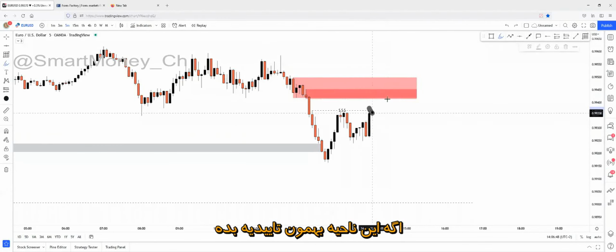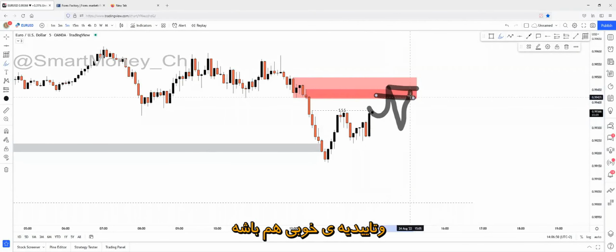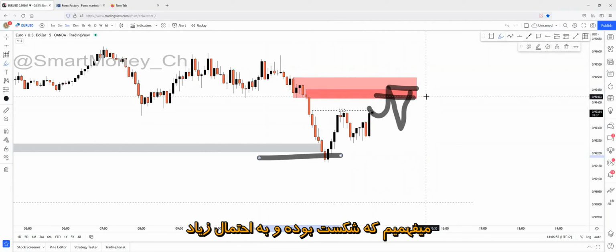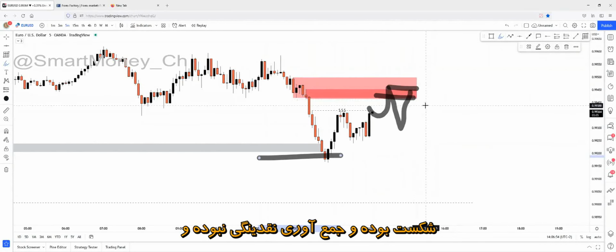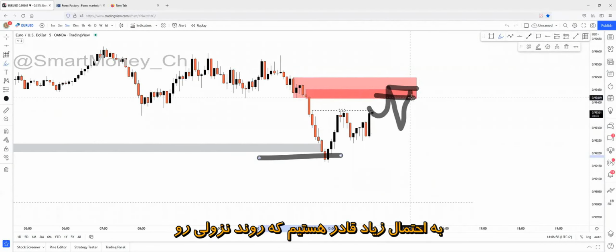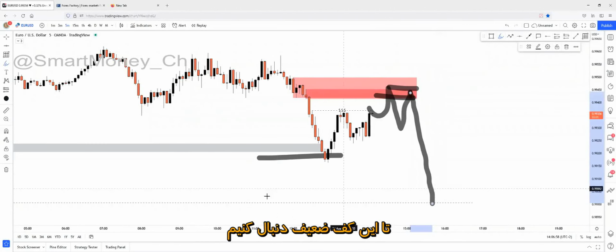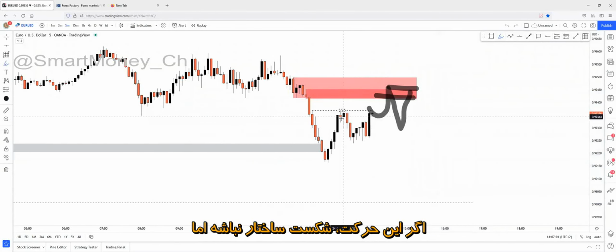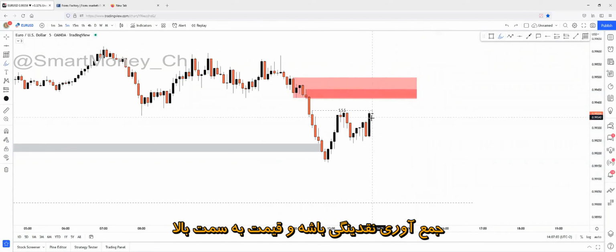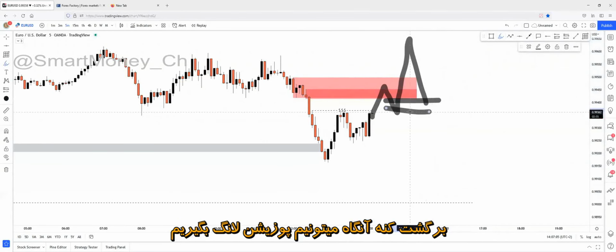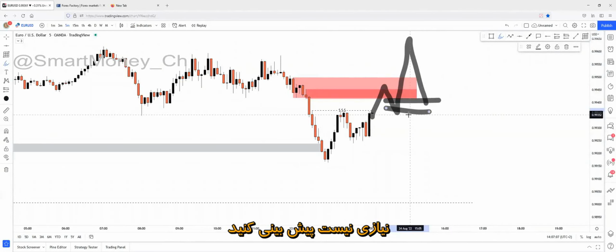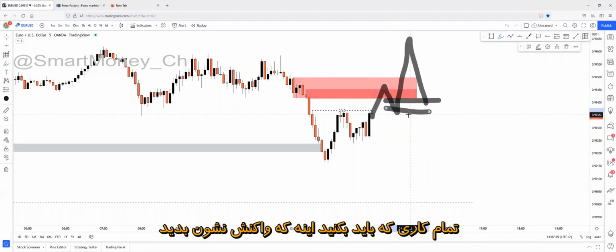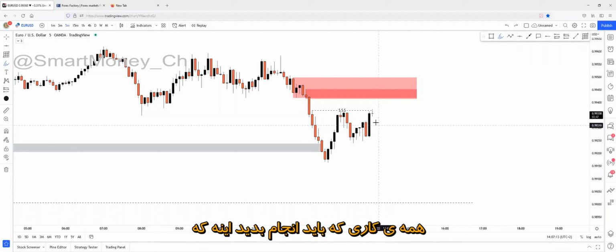If this zone prints a confirmation, and it will be a good confirmation, then this was a break, more likely a break and not just a sweep, and more likely we'll be able to continue the short movement down to this weak low point. If it wasn't a break but a liquidity sweep, and if price reverses here to the upside, then we will go long. There's no need to predict. All you have to do is react on what price is giving you.